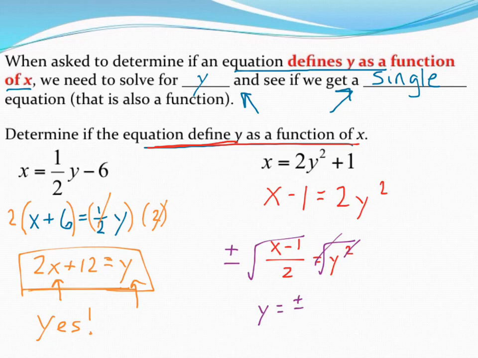So my new equation, or I guess I should say equations, is going to be y equals plus or minus the square root of x minus 1 over 2. And so we've solved for y, but notice this time we haven't gotten a single equation. We've actually gotten two different equations. So I can get two outputs for this, meaning to answer their question, no, this equation did not define y as a function of x.